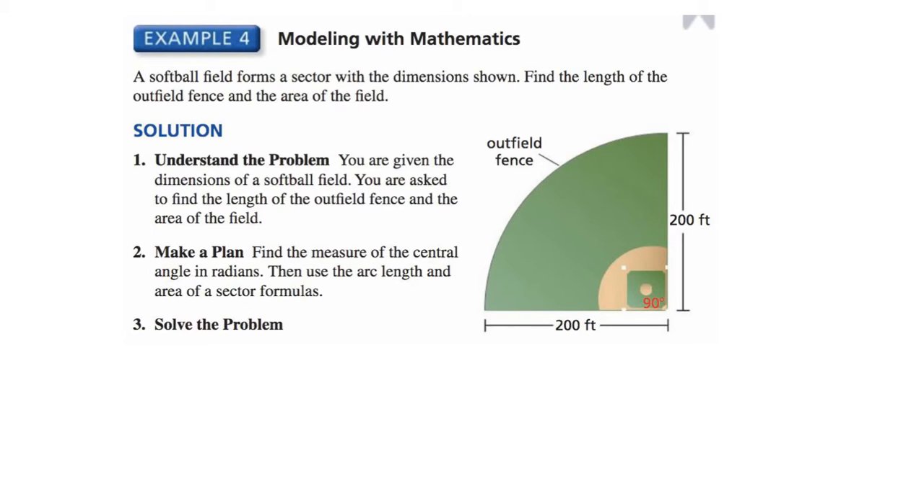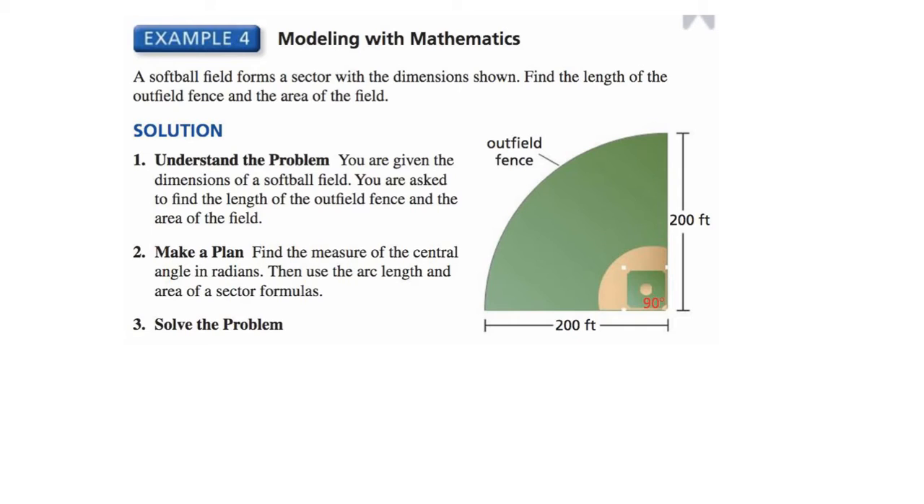All right, here's your last problem for your lesson before you can hop into homework. So, what we are looking at is real life examples. We've got a baseball diamond. It says a softball field forms a sector with the dimensions shown. Find the length of the outfield fence and the area of the field.